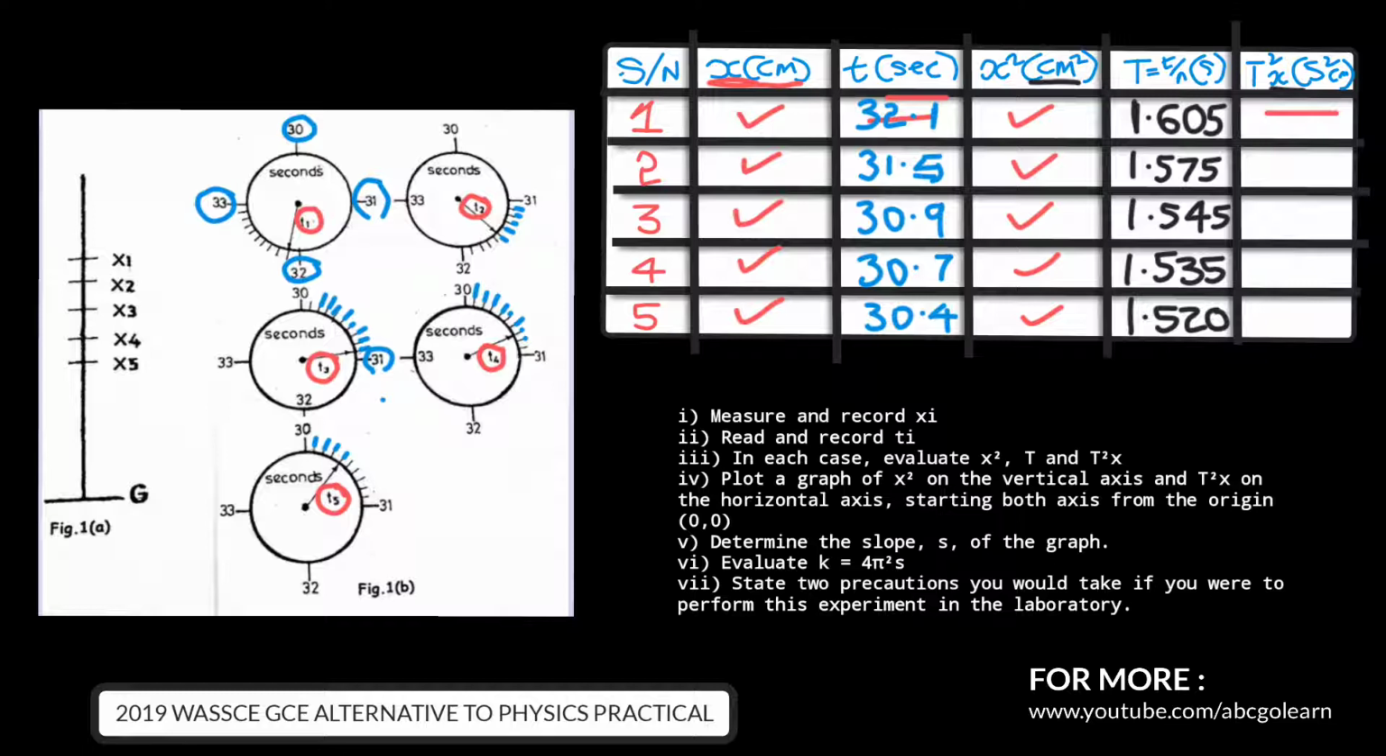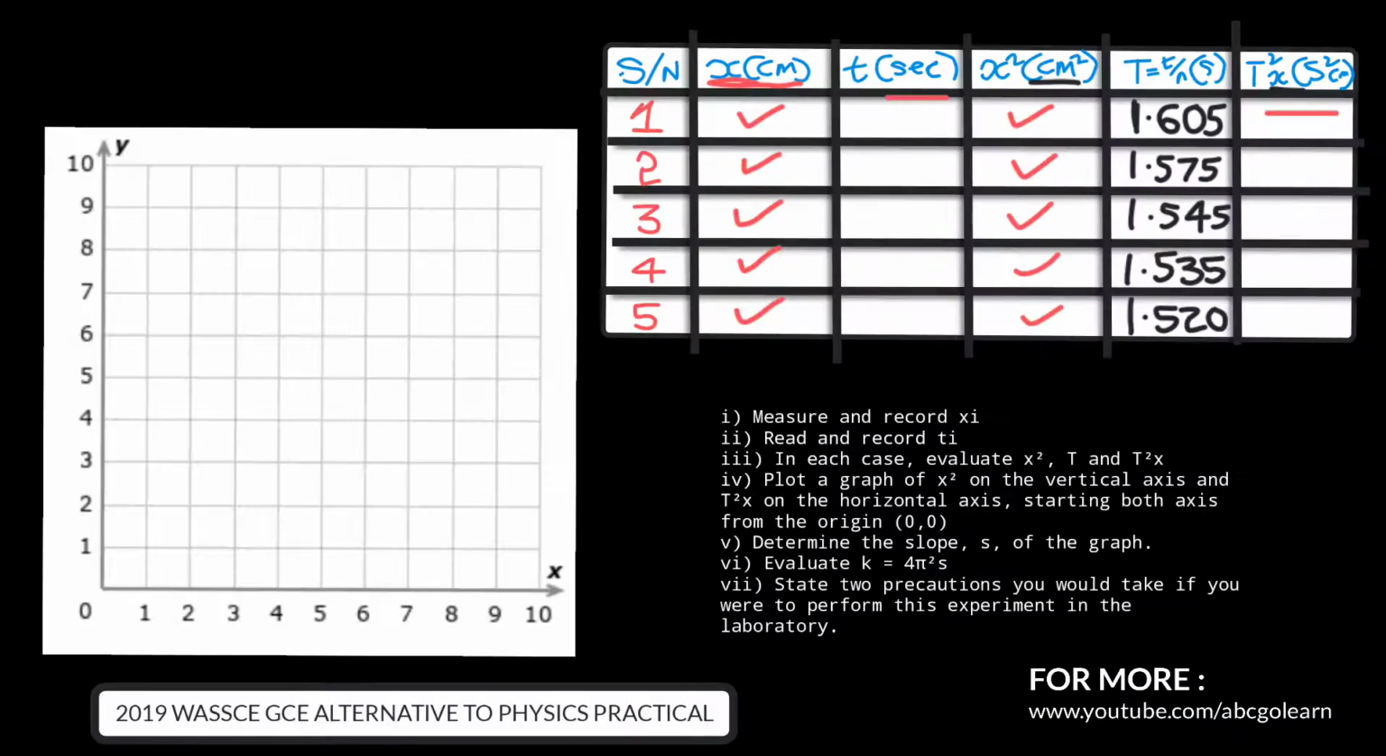So if I actually had x here, I would quickly draw the graph. But because I don't have the value x, what I will do now is just take you through how you should do it. According to the question we were given, start both axes from 0 0. I'm sorry, it's not degree. 0 0 origin. Now, we were told that we should put t square x on the horizontal axis. So that means our x axis here should be t square x. Do you understand?